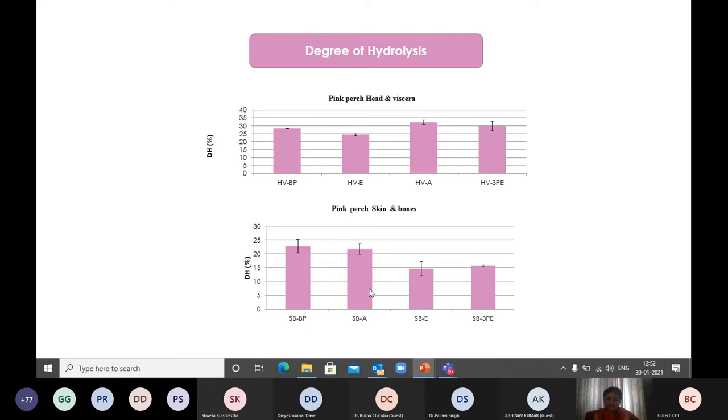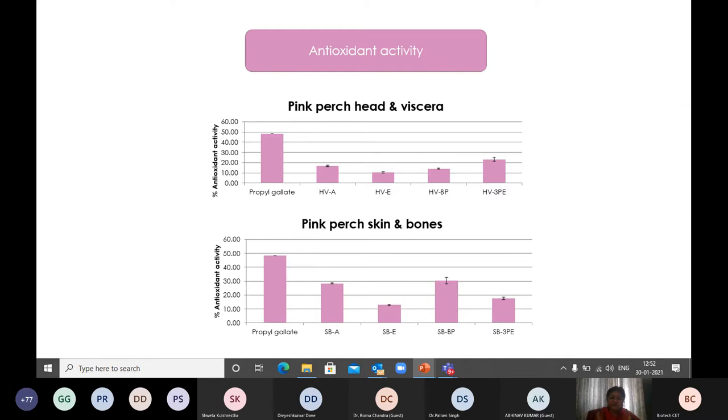Then we did the antioxidant activity, just to see whether it gives some kind of antioxidant activity. The antioxidant activity of this hydrolysate was very moderate. This is the control, propyl gallate, which gives around 45 to 50% antioxidant activity, whereas our protein hydrolysate gave only 15%, and the maximum was 27% in the case of skin.